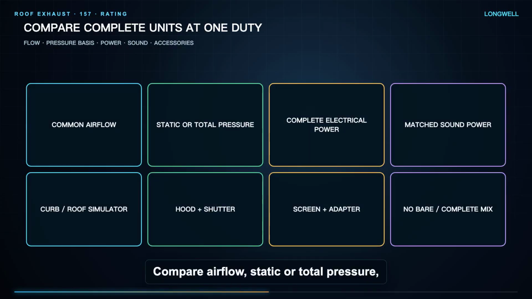Compare airflow, static or total pressure, complete electrical power, and sound at the same duty and declared boundary. Identify whether curb, roof simulator, hood, shutters, screens, dampers, and adapters are included. Complete downblast ratings cannot be mixed with bare fan data.